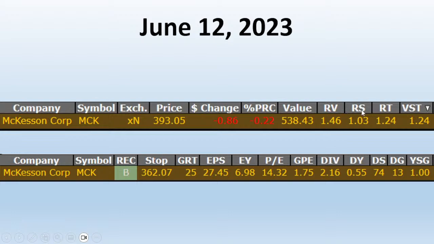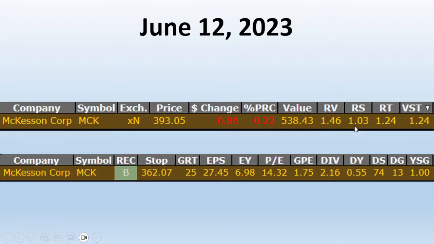Relative safety is an indicator of risk. Relative timing is a trend indicator, and VST combines all three. It's a 0 to 2 scale: above 1 is good, below 1 is bad. So with an RV of 1.46, that's excellent. Tremendous upside price appreciation potential over the next 1 to 3 years. It's a safe investment. The indicator is above 1.